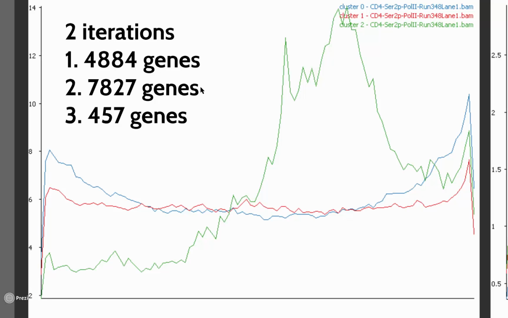We can start the iteration process, and we can see that one of these clusters after 2 iterations looks significantly different from the other 2, with a large amount of serine-2 phosphorylation peaking near the 5' side, and with the other group having somewhat of the standard serine-2 distribution.